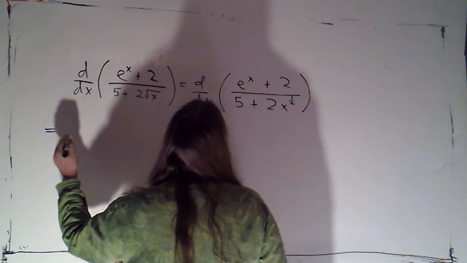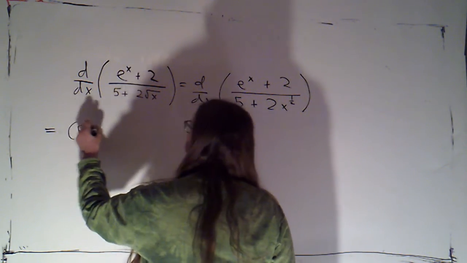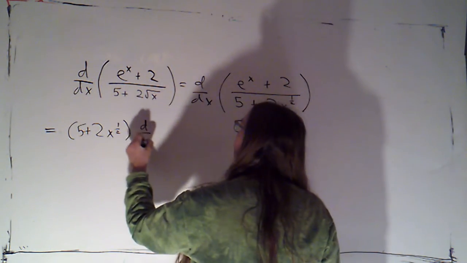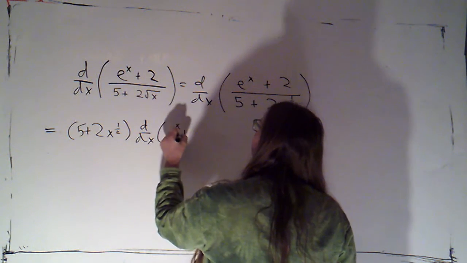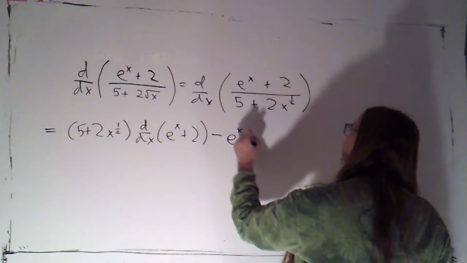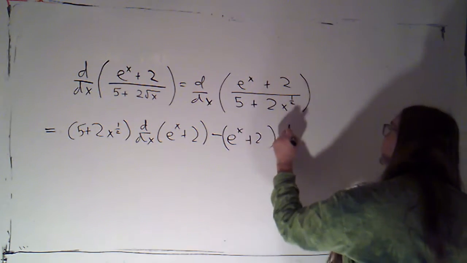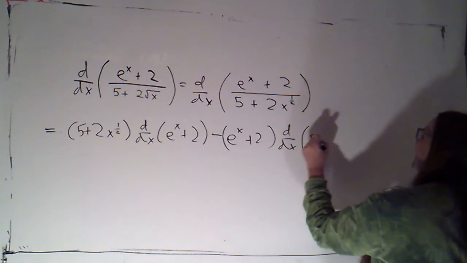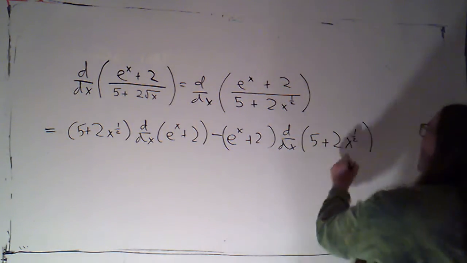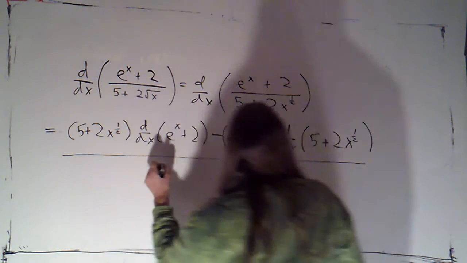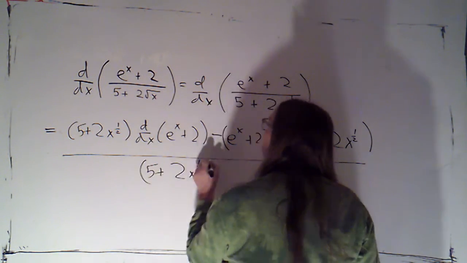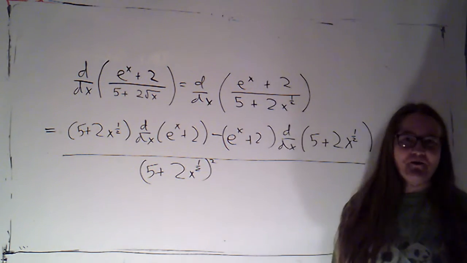So we will have low, 5 plus 2x to the 1/2, d high, the derivative of e to the x plus 2, minus high, e to the x plus 2, d low, the derivative of 5 plus 2x to the 1/2, all over square the bottom, 5 plus 2x to the 1/2 squared, and away we go.